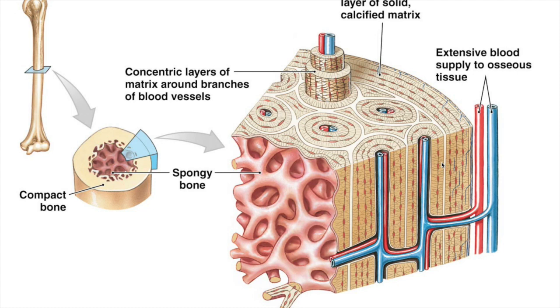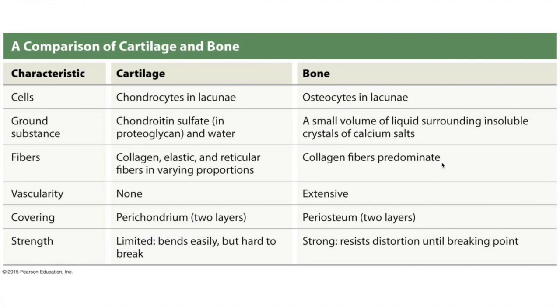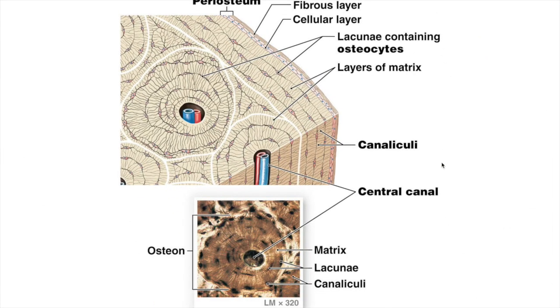Next tissue type is bone. Bone provides a very strong framework for the body, and we'll talk all about bone in Chapter 6. And this chart compares cartilage and bone. Another picture of bone.